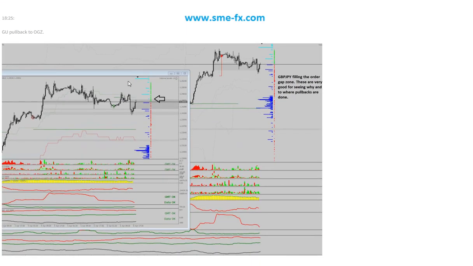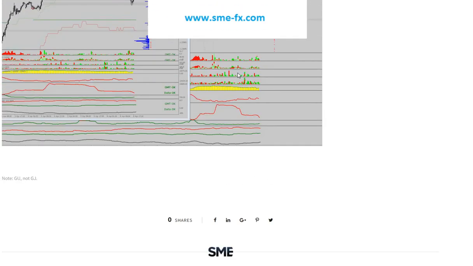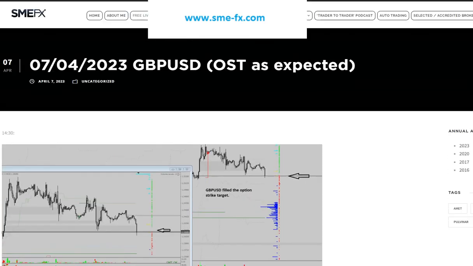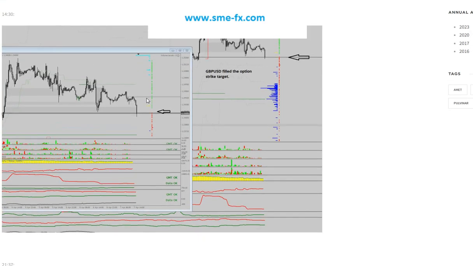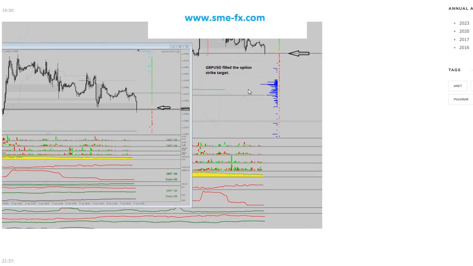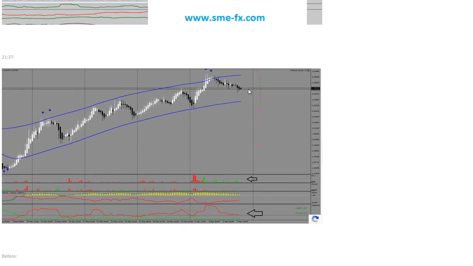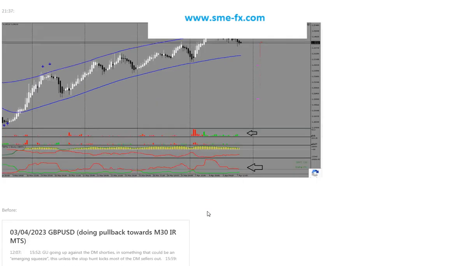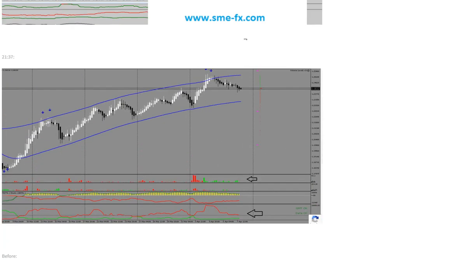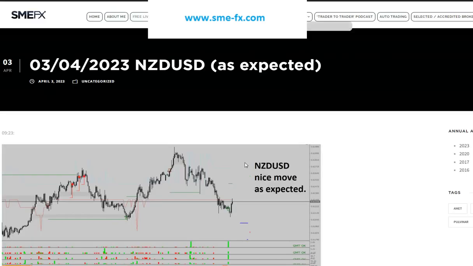And here at 6:25, it did a little pullback. But overall, like on the 7th, it came down nicely. Filled the target exactly, you see? That was a nice short trade, and it filled the order zone also. So pound dollar was a better trade than euro dollar because of the option strike signal and the earlier collapse. So many things one can learn from looking at those examples.